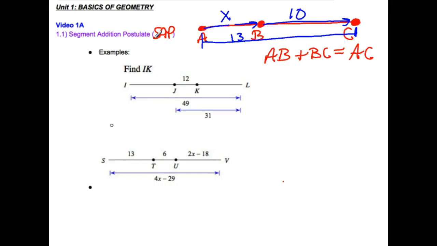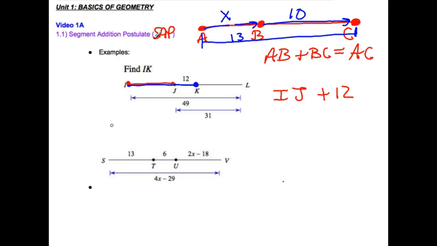So the question on this first example is to find the length from I, right here, all the way over to K. So first thing I need to do is figure out what other piece I need in order to determine that. The answer is, if I could get from I to J, then I could get all the way from I to K by just adding 12. So it's going to be something plus 12, and that something's going to be the length from I to J. So my task is to figure out how far it is from I to J.